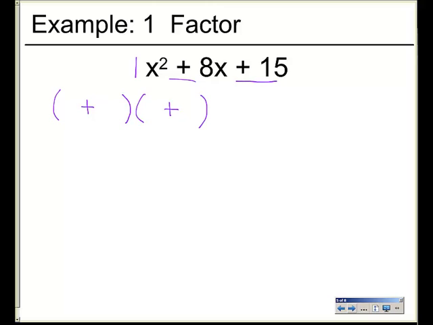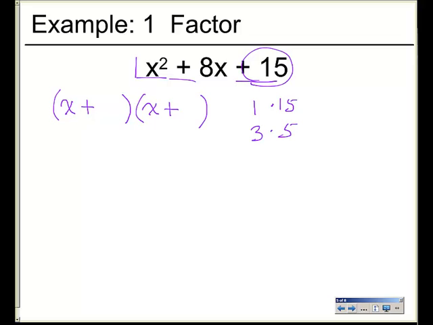Now we look at this first term. What can I multiply together to get x squared? Well, there's really only one option: x times x will give you x squared. Then we look at the last term. What numbers can I multiply together to get 15? Well, there's a couple different options. We can do 1 times 15, so we're listing the factors, or I can do 3 times 5, and that will also give me 15.